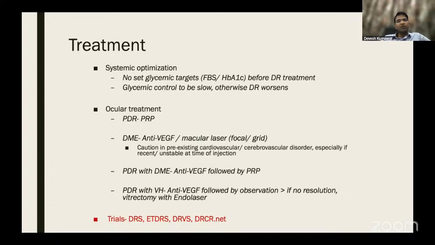Then you might also be asked about the different trials, that is the DRS, ETDRS, DRVS, and DRCR.net trials. The important ones, not all the DRCR.net, but you should be thorough with the DRS, ETDRS, and DRVS studies at least.